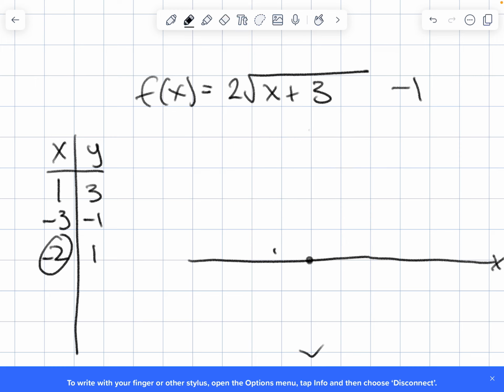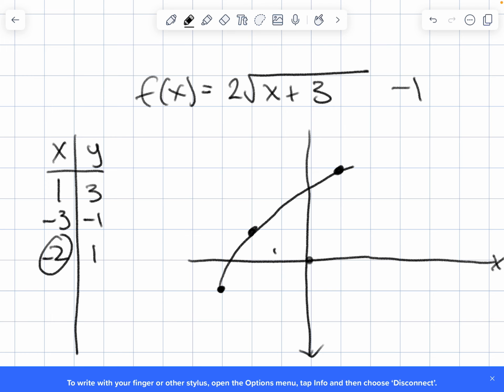And when we graph these, we end up with our equation. So we got 1, comma 3: x is 1, y is 3. We have the point negative 3, negative 1. And we have the point negative 2, positive 1. So we end up with this kind of curve. And we would have gotten the same result with our transformations.